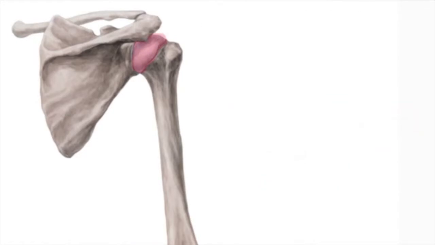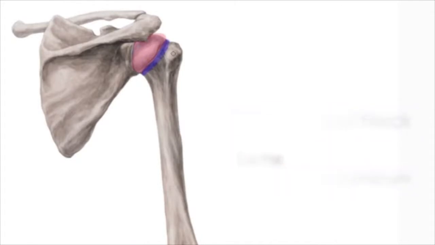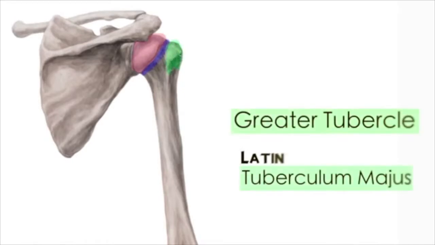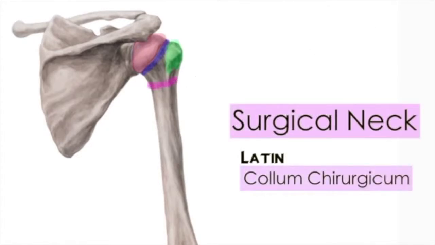Now, a little bit more laterally or more distally, you're going to find another important structure right here, known as the anatomical neck. Now, a bit further laterally, you're going to find the greater tubercle that you could also see on the anterior view. More distally, you're going to find another neck known as the surgical neck.